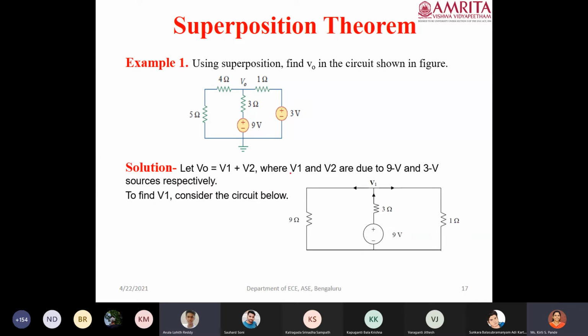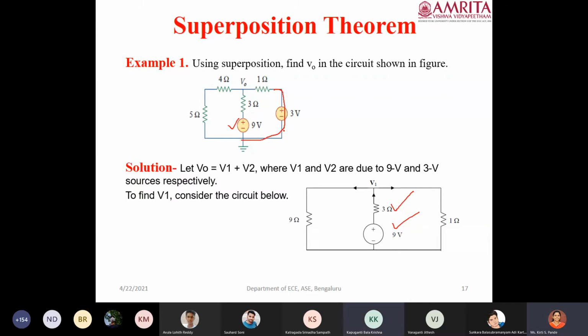Yes. So now you can see over here. You have a 3 ohm resistor. You have the 9 volt source, which is acting now, but the 3 volt source is what you are going to turn off. What is the meaning of turning off? You are going to short it. So when you are shorting it, you can see in this branch, shorting means this way. So you are going to see only the 1 ohm resistor, correct? On the right hand side.